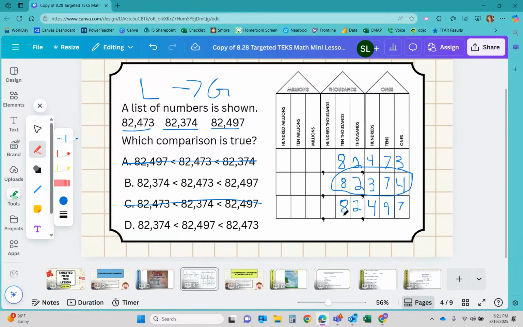Now I'm going to find my next smallest number to see which one comes next. I have 8, 8, 2, 2, 4, 4, and then I have a 7 and a 9. So this needs to be my middle number. 82,473. Correct. 82,497. Not correct. I always check this last little bit. 82,497. So B is my correct answer.